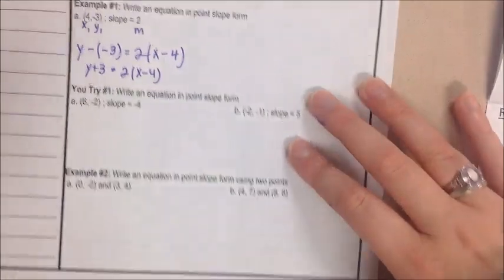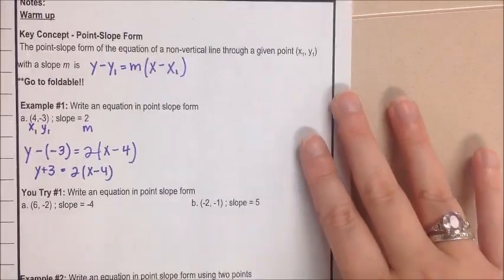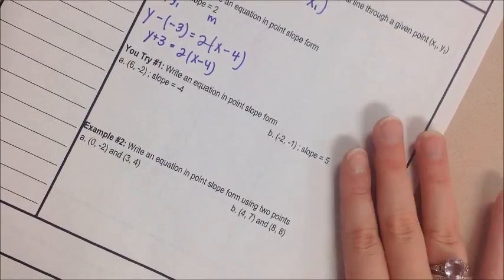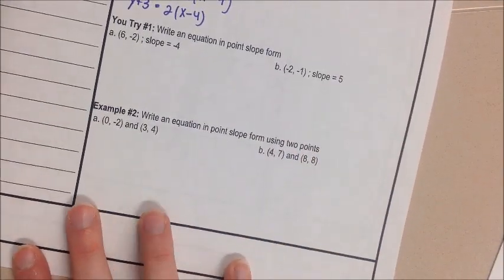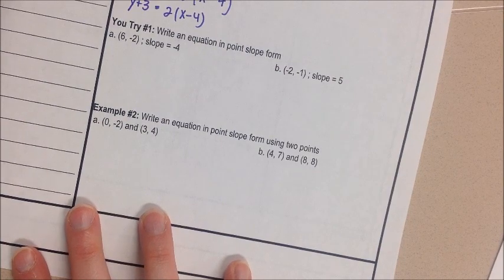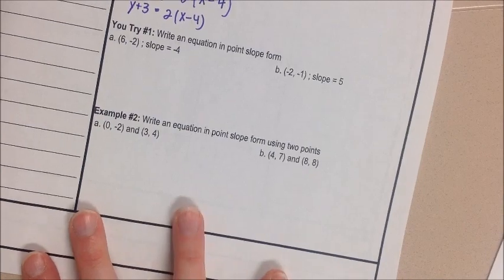Okay, example number 2. Now it's asking us to write an equation. Give me just a second. I'm going to adjust my camera here a little bit. Okay, it's asking us to write an equation in point slope form using 2 points. So this time, instead of having 1 point and slope, I need to find the slope first and then use one of those points to write the equation.